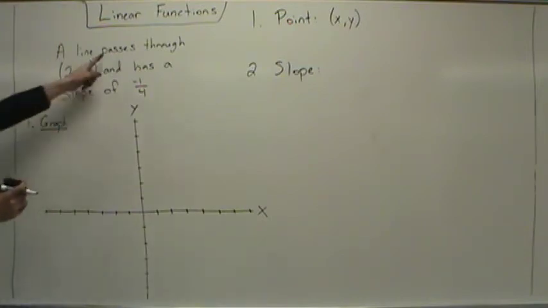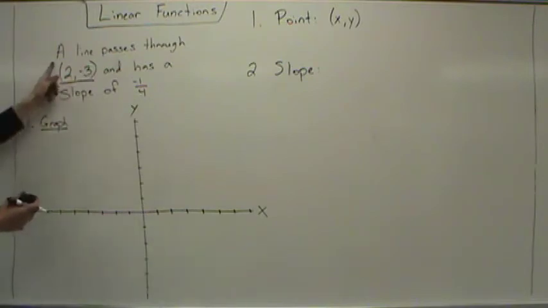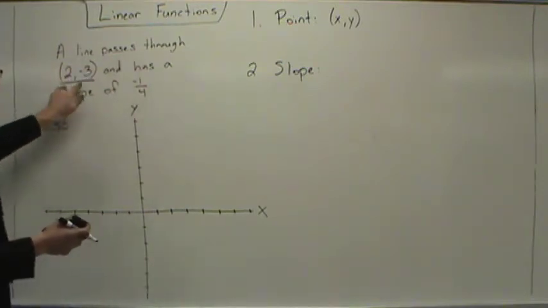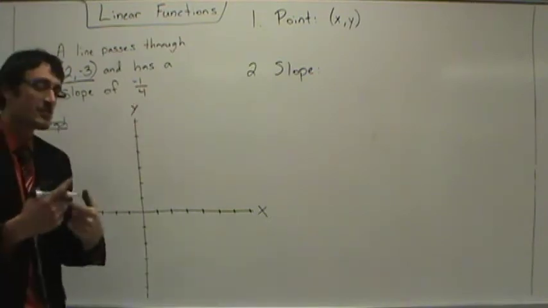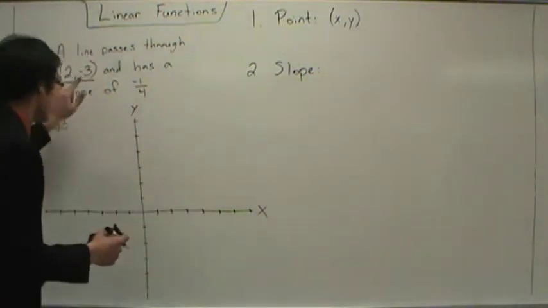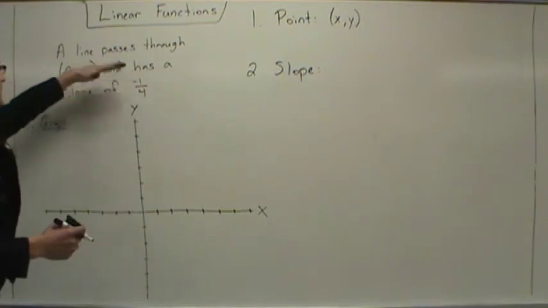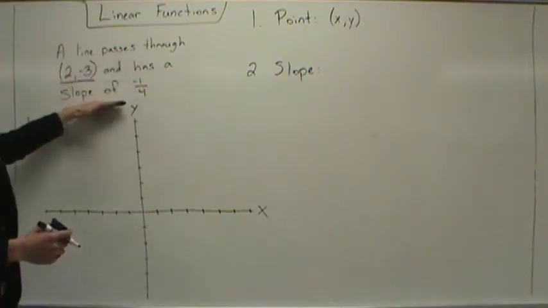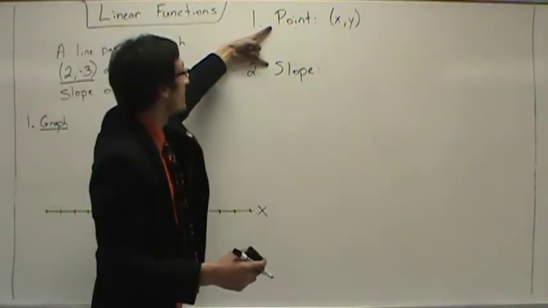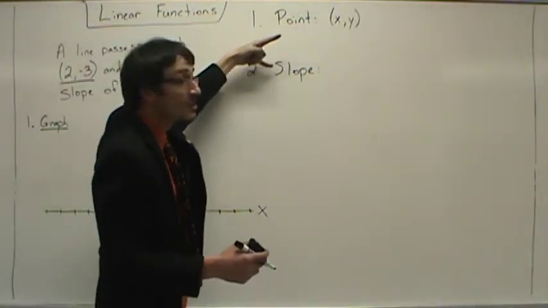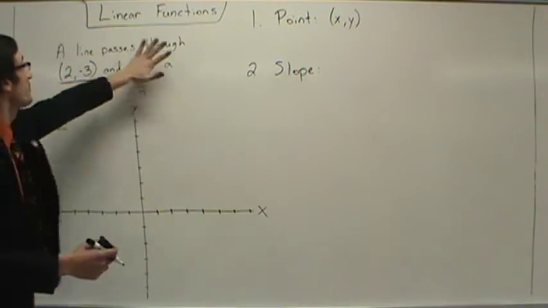Okay, what line? This line. The information is given here. It says that a line passes through the point (2, -3) and has a slope of -1/4. Now, I'm assuming that you guys already are familiar with how to graph points. Okay, so there are 2 pieces of information contained within this, and it's very straightforward. What 2 pieces of information do we need to find? We need to find a point and a slope. Now, within this information, can you find that?